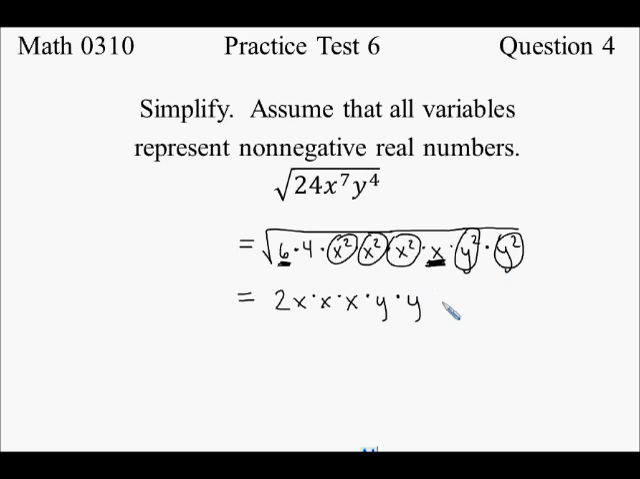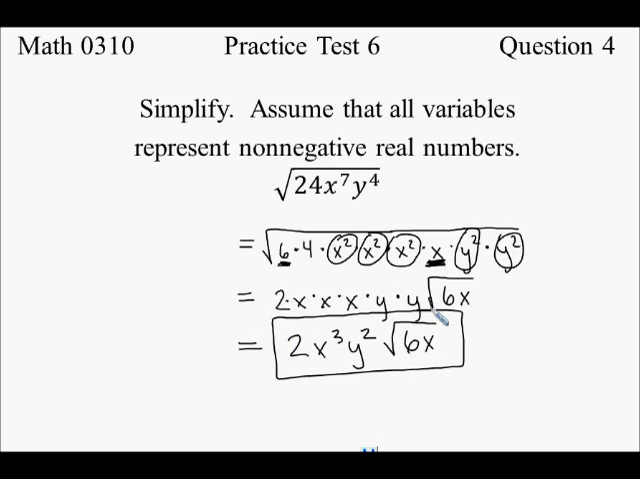And so now we look at all of the things we had left that we couldn't pull out. We couldn't pull out 6, and we couldn't pull out x, so those terms remain underneath our radical. And now we want to simplify what's going on out here. We have 2 times 3 copies of x here, also known as 2x to the 3rd, and we have 2 copies of y out here, also known as y squared. So 2x to the 3rd y squared, and again, nothing can be pulled out here, so we leave the 6x under the radical. And that's as simplified as we can get. 2x cubed y squared, square root 6x, and that is answer choice E.